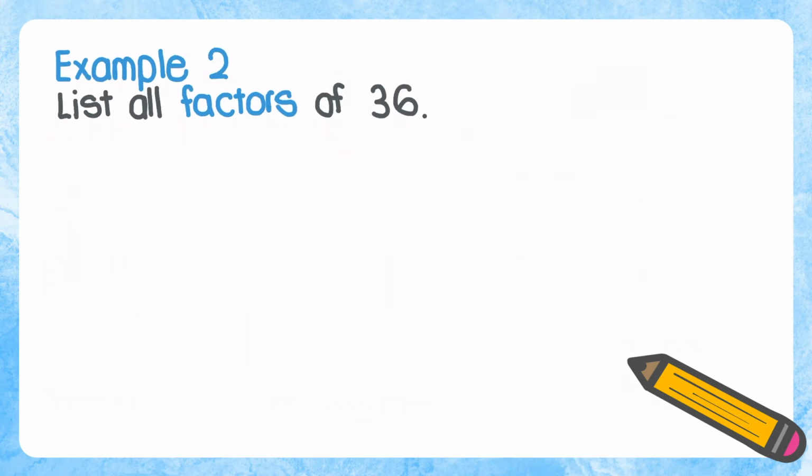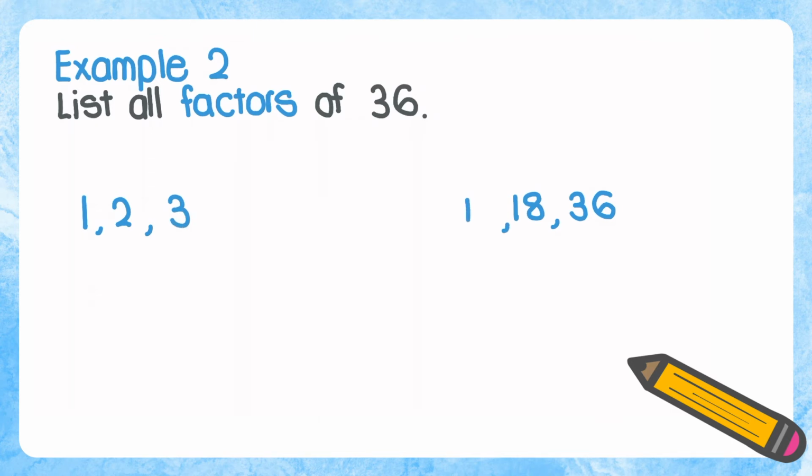In our second example, we must list all factors of 36. So what are numbers that multiply exactly to 36? And this time I'm going to write it a little differently. You can write it however you'd like, whatever way is most comfortable for you. So again, I know 1 is always a factor, and then 1 times 36. Those are like the factor pairs. I also have 2 and 18, because 2 times 18 is 36.